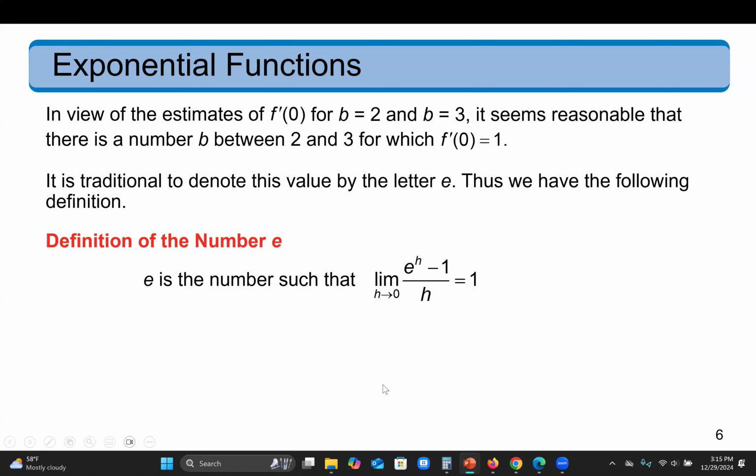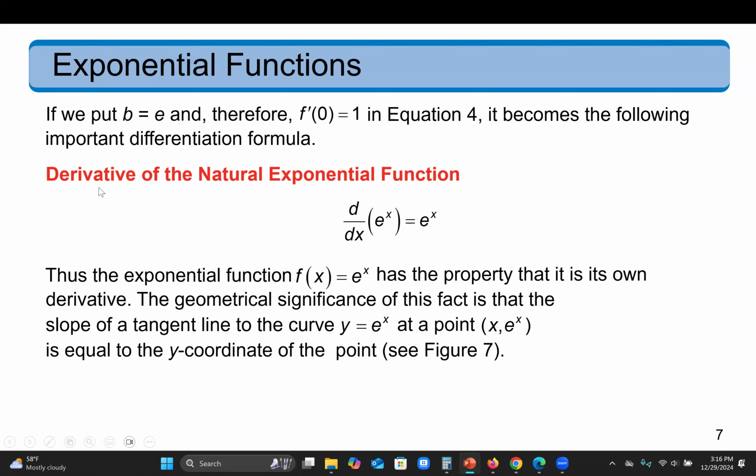So now this will lead us to the concept or definition of the number e, which is exponential. So e is the number such that the limit as h approaches 0 of e to the power h minus 1 divided by h is equal to 1. So our derivative for the natural exponential function is always the same. The derivative of e to the power x will give us e to the power x.